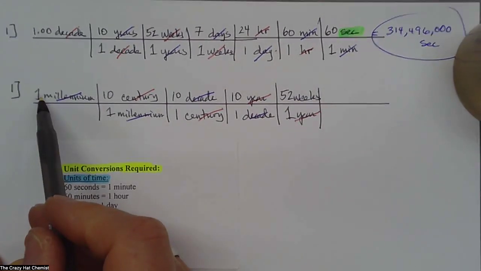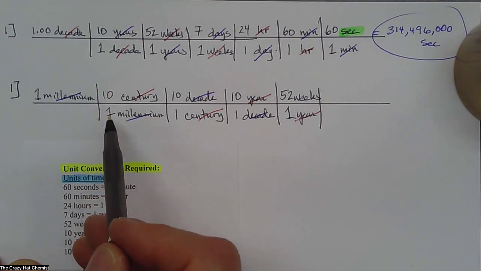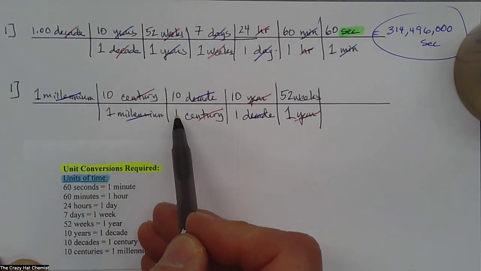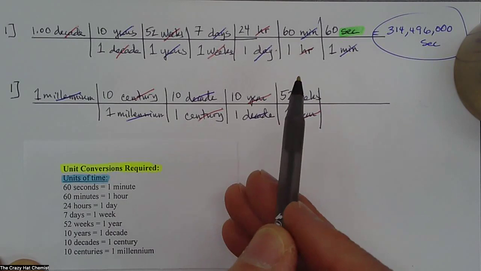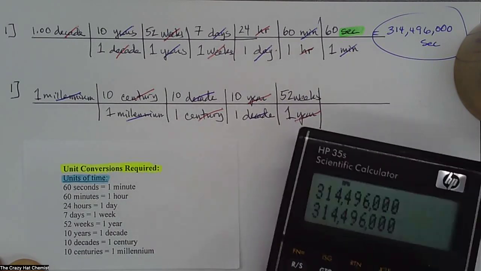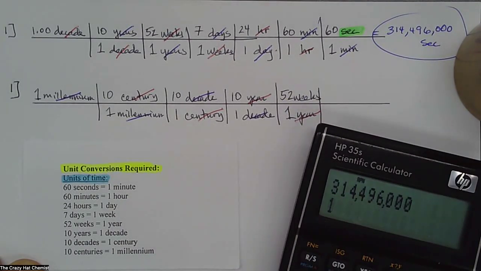So we're going to take in our calculator 1 times 10 divided by 1 times 10 divided by 1 times 10 divided by 1 times 52 divided by 1. So let's do that on the calculator. We're going to start off with that 1, and then it's times 10.